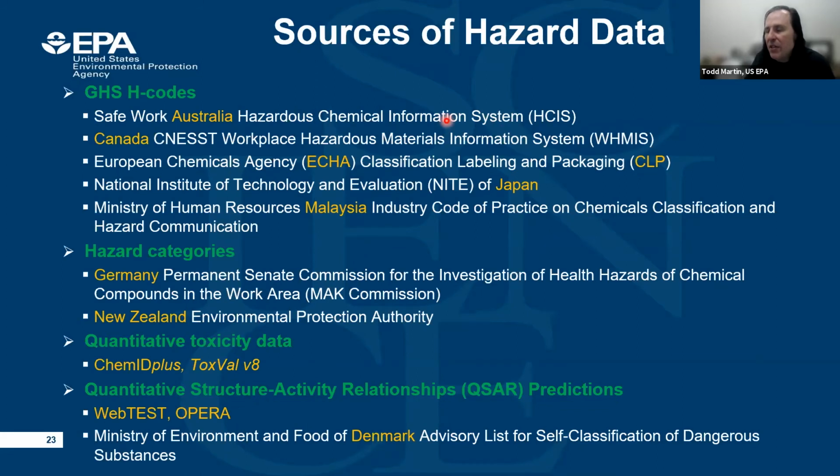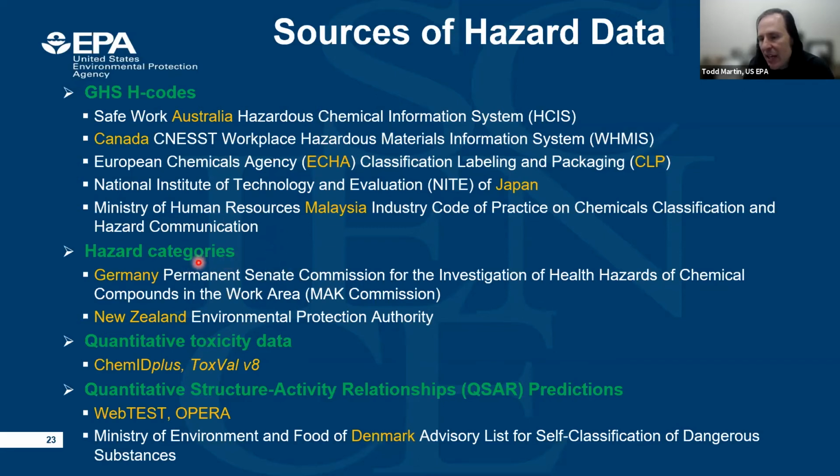To compile the underlying database for the hazard comparison dashboard, there was a large amount of work that went on to pull data from many different sources. I pulled data from GHS hazard codes from places like Australia, Canada, ECA, Japan, Malaysia. So these are basically scores like H301, H300, a certain code that tells you how hazardous a chemical is in different categories.